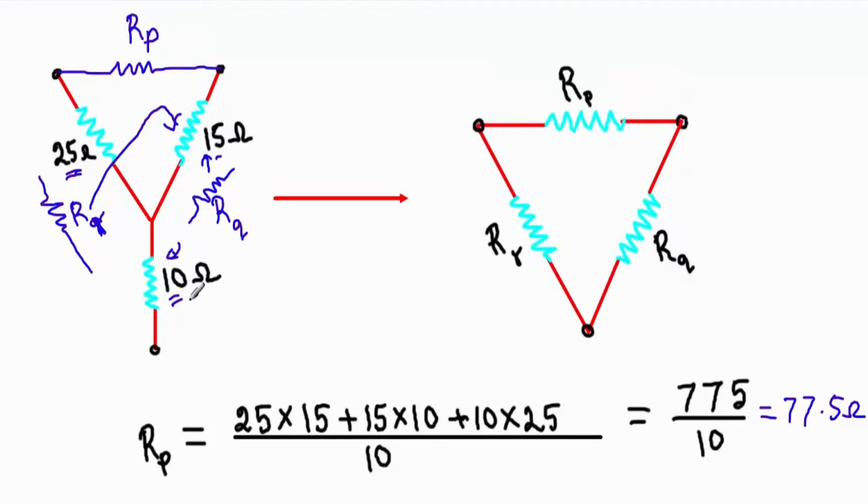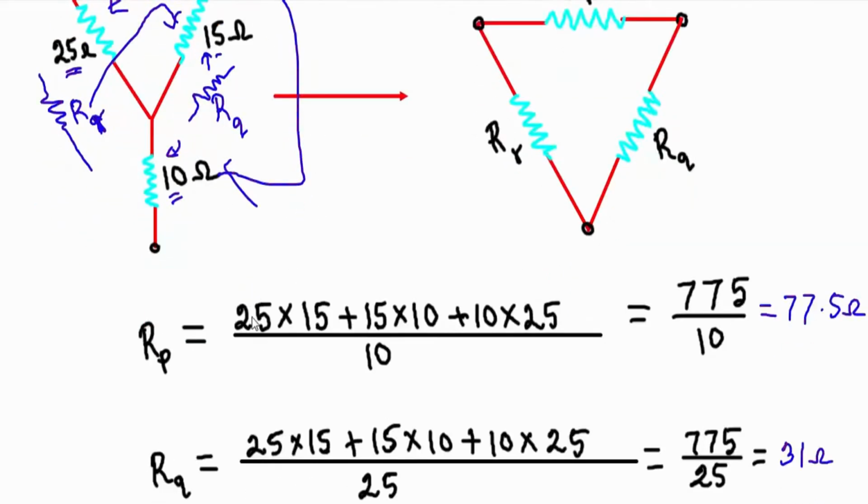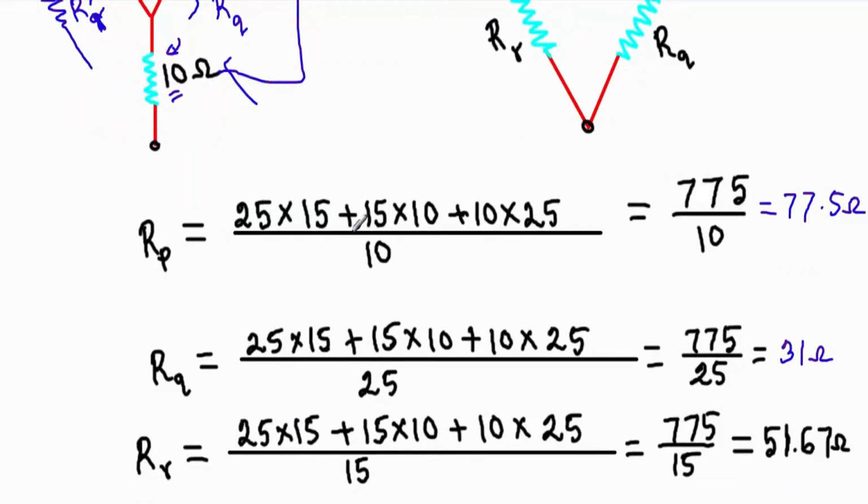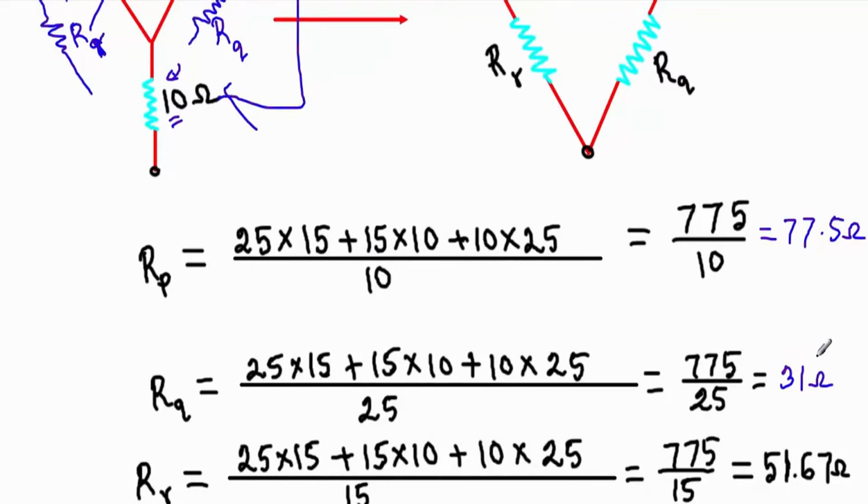That means if I want to calculate a resistance, at first I will multiply the adjacent resistances pairwise and add them up. After that I will take the resistance that is not adjacent to this resistor. Here 25 and 15 are adjacent to Rp, and this 10 ohm is exactly opposite with respect to this Rp. Therefore I divide this by 10 ohm, which eventually gives us 77.5 ohm.